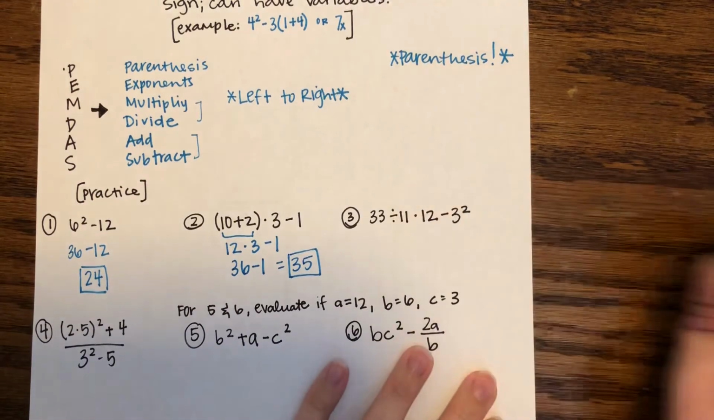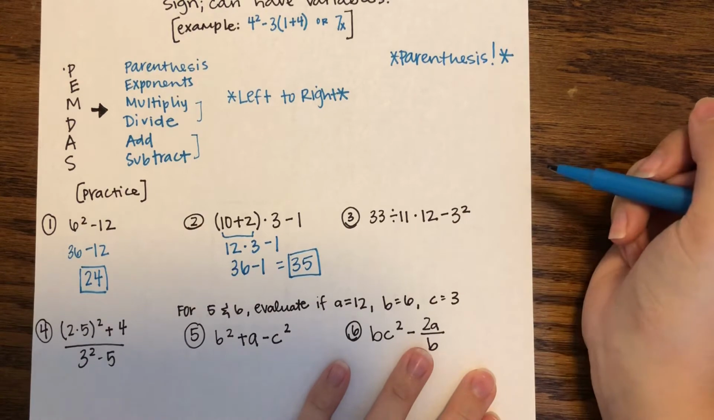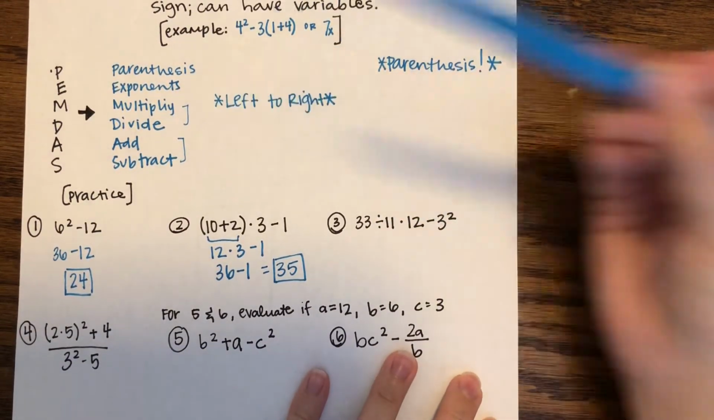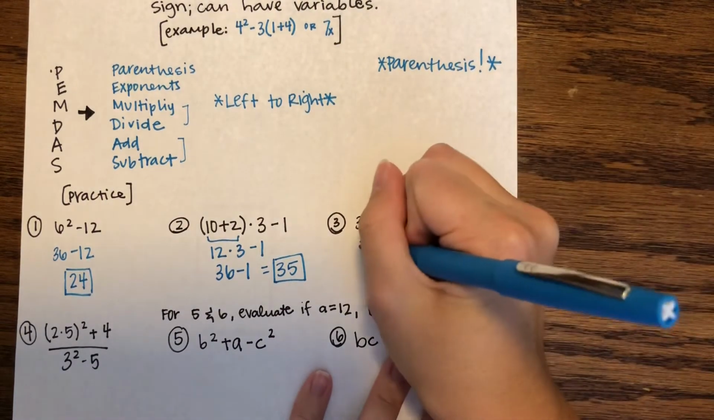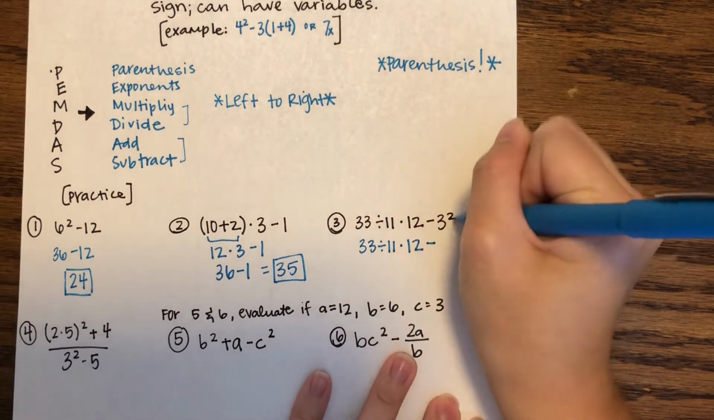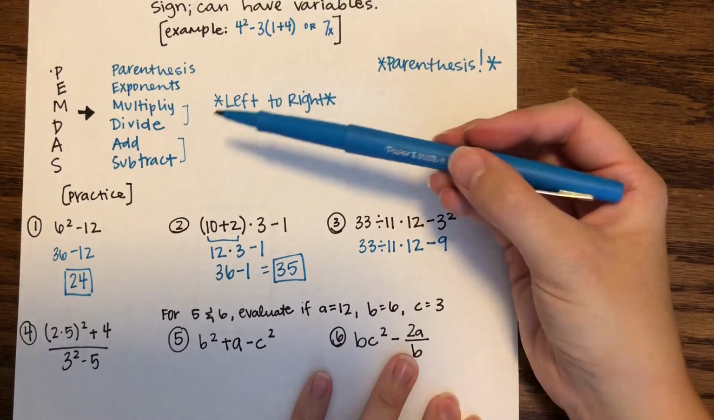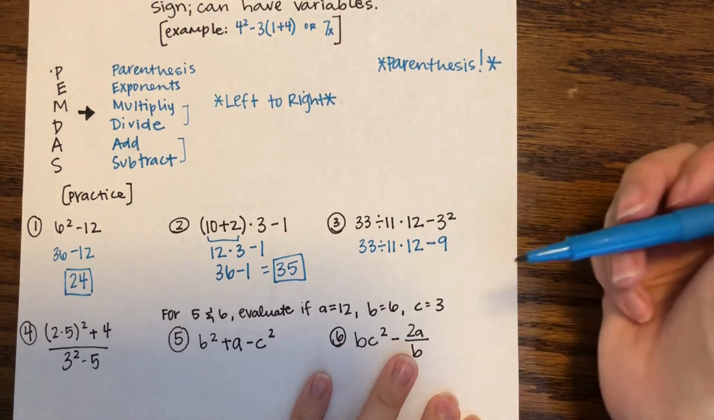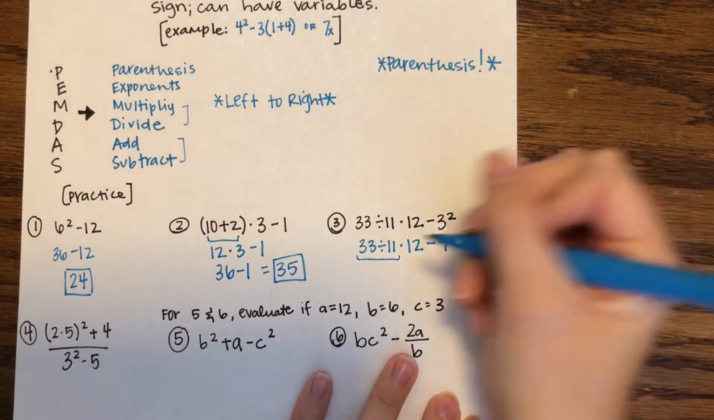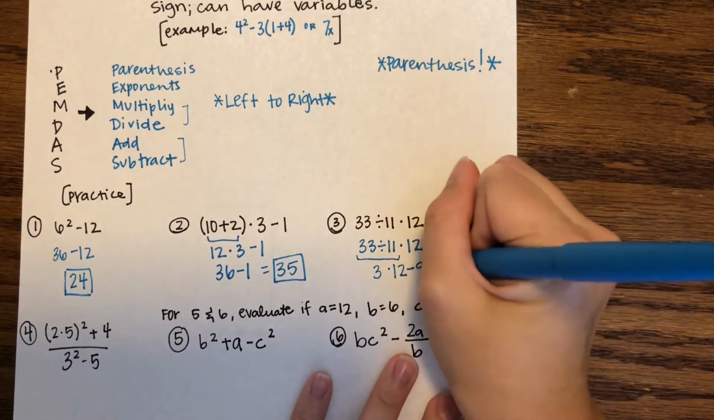answer. Number 3, we have 33 divided by 11 times 12 minus 3 squared. Ooh, it's a lot. So our first thing, we have no parentheses, so we're going to go to exponents. This 3 squared, so 33 divided by 11 times 12 minus 9. Then we're going to look, do we have multiplication or division? We have this 33 divided by 11, so we're going to start with that. So that gives us 3 times 12 minus 9.